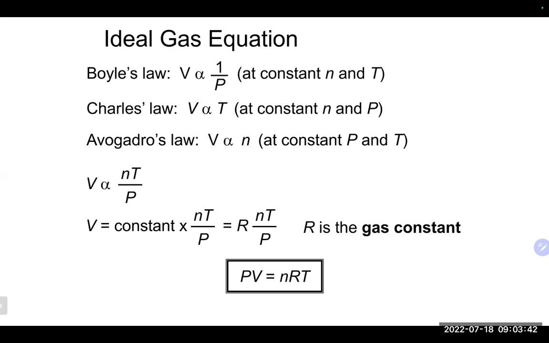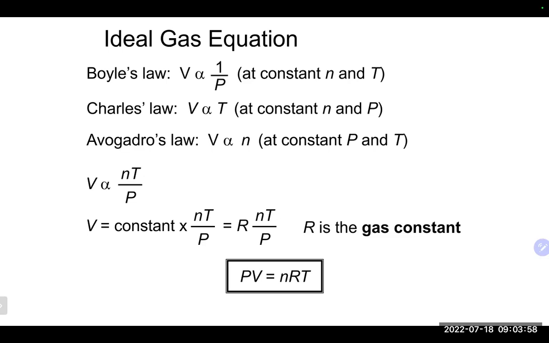And PV equals nRT is a little bit different than some of the gas laws that we've seen before. The first major difference is it is a one and done situation. There's no before and after. So there's no 2 pressures, no 2 volumes, no 2 temperatures, just one of everything.